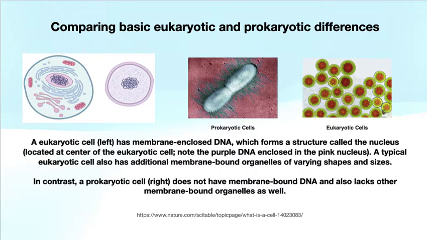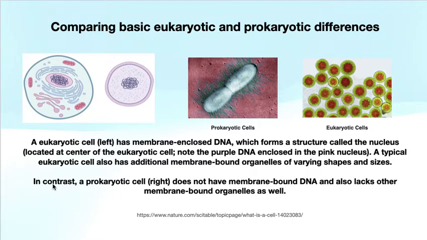Comparing the basic eukaryotic and prokaryotic cell differences. A eukaryotic cell, pictured here on the left side, has a membrane-enclosed DNA, which is the genetic material, deoxyribonucleic acid, which forms a structure called the nucleus, located at the center of the eukaryotic cell. Note the purple DNA enclosed in the pink nucleus. A typical eukaryotic cell has additional membrane-bounded organelles of varying shapes and sizes. So eukaryotic: eu means true, karyotic is cell. The true cell means the cell nucleus is surrounded by a definite nuclear membrane.